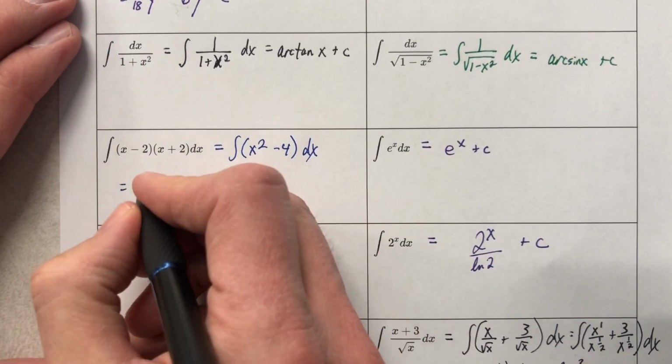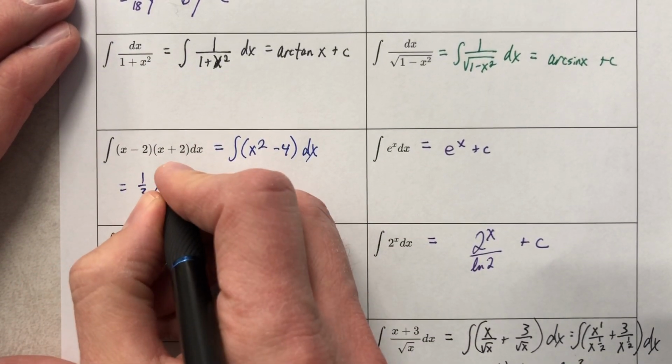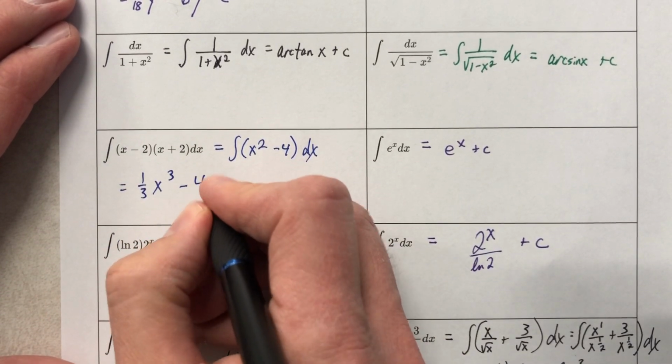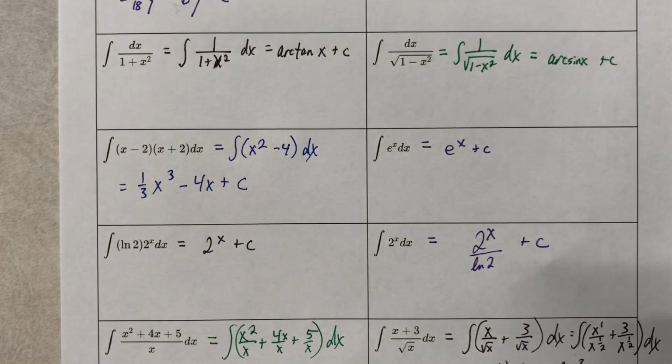So we have 1/3 x cubed. The derivative of this would give me x squared minus 4x and then plus c. All right, I think we're done. I'm scanning my paper, making sure I didn't leave off any c's. I did not. I think we're good to go.